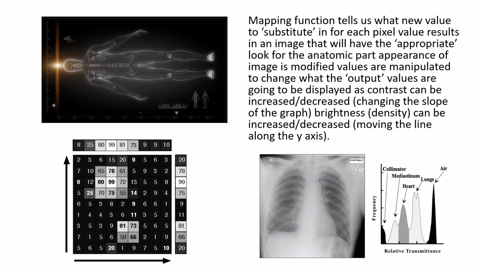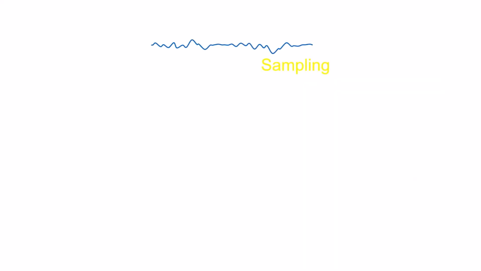Basically, the mapping function is using the shades of gray or the intensities like we used to use in the old paint by numbers thing. If it has a certain number, you paint it that color. And when you put it all together, you have an image. Same thing. Mapping function tells us what new values to substitute in for each pixel value that results in an image that will have the appropriate look for the anatomic part. Can you change that look? You bet. That's why we modify brightness and contrast. In digital imaging, you're in control just like you are in paint by numbers.